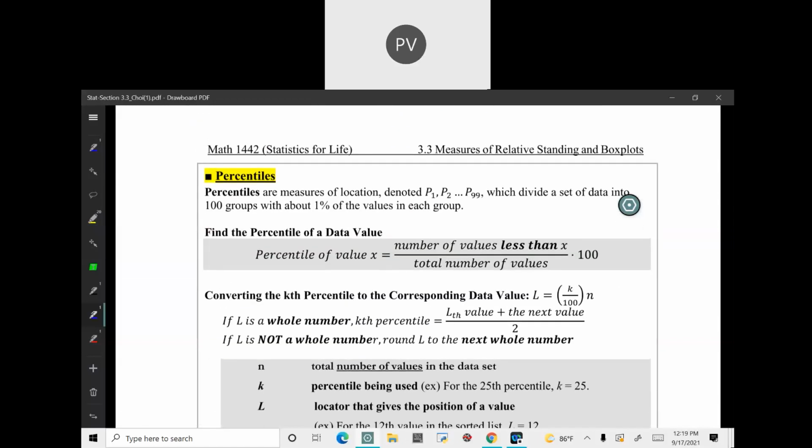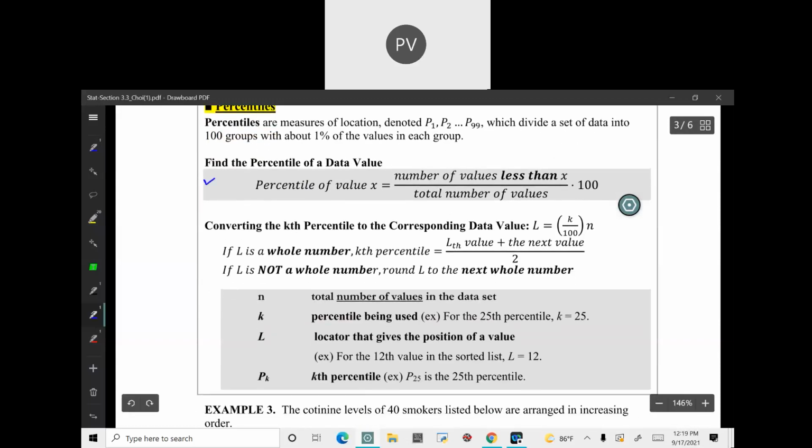Next is percentiles. So this is another way to measure the location of data in a percentile, in a percentage. Okay. So let's see how to do that. This is the formula. You have two formulas for percentile. One is to find the percentile of a data value. So if you have a given data value and if they are asking you what is the percentile of that data value in the data set, then you must use this formula.